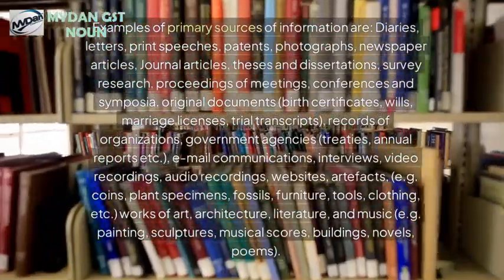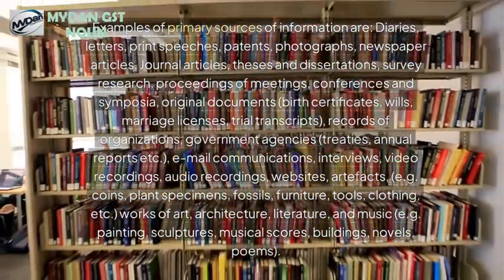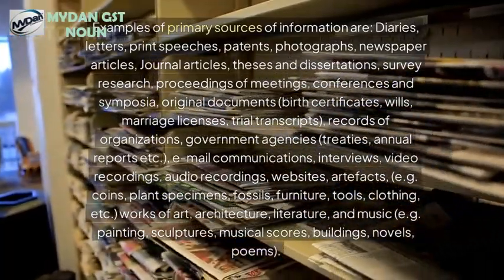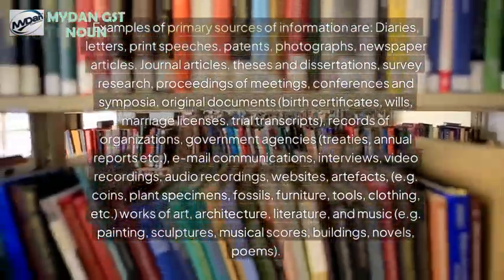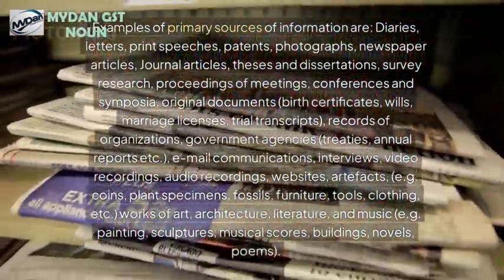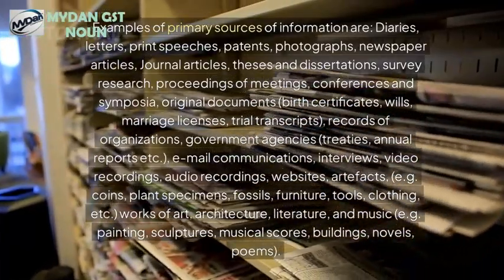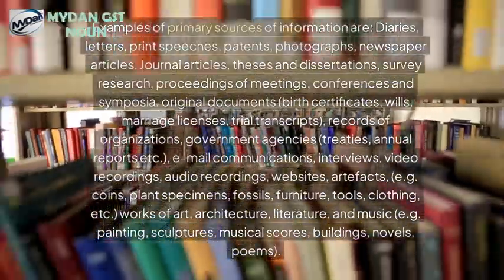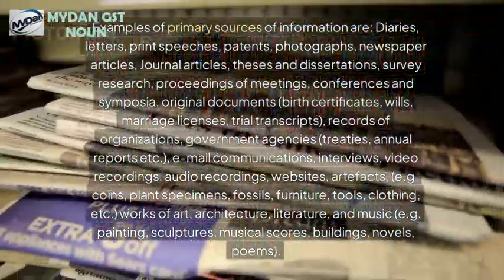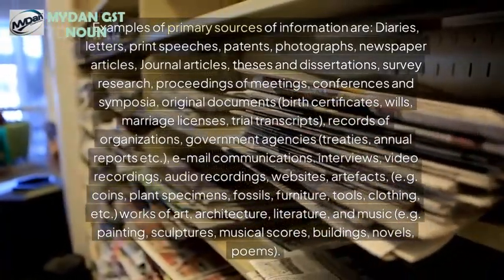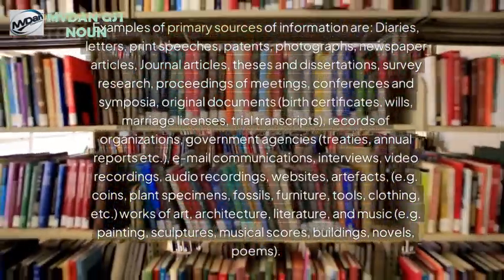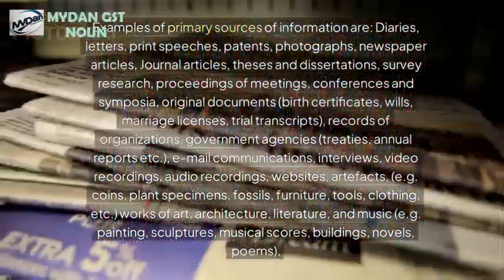Examples of primary sources of information are diaries, letters, print speeches, patents, photographs, newspaper articles, journal articles, theses and dissertations, survey research, proceedings of meetings, conferences and symposia, original documents, birth certificates, wills, marriage licenses, trial transcripts, records of organizations, government agencies, treaties, annual reports, etc., email communications, interviews, video recordings, audio recordings, websites, artifacts, e.g. coins, plant specimens, fossils, furniture, tools, clothing, etc., works of art, architecture, literature, and music, e.g. painting, sculptures, musical scores, buildings, novels, poems.